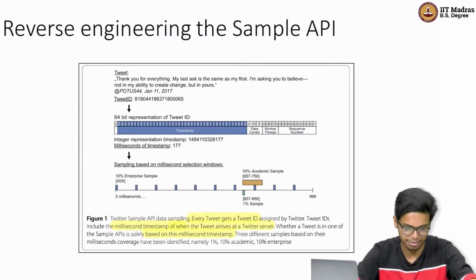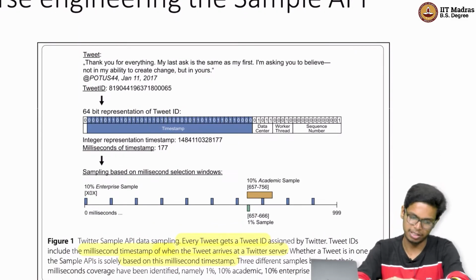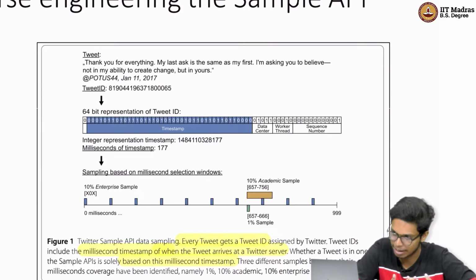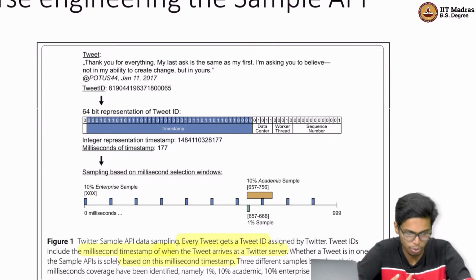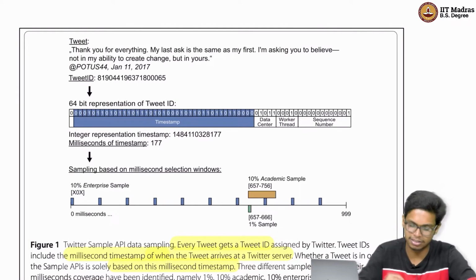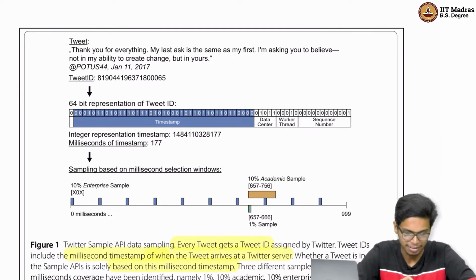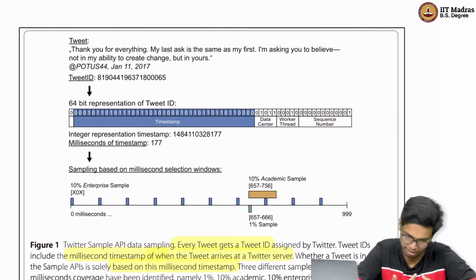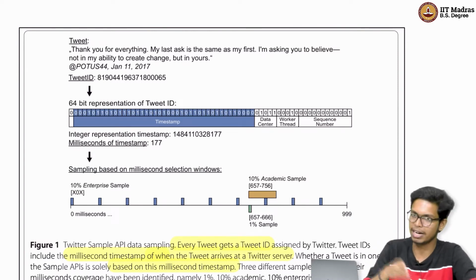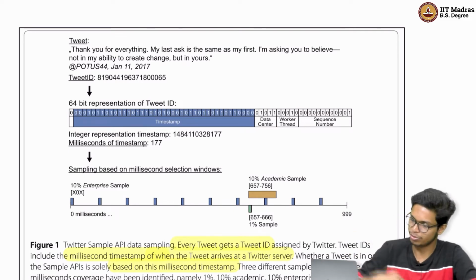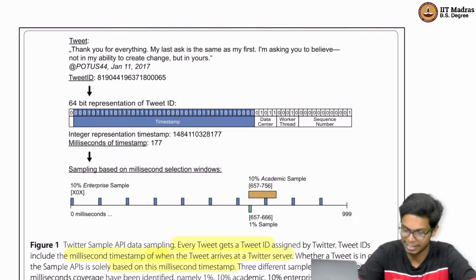So this is the most interesting part of this study, right? The authors were actually able to reverse engineer how a sample API works. So you do a tweet, Twitter automatically assigns the tweet ID to your tweet, right? Which can be represented into a 64-bit representation. Again, 64-bit is like a binary representation based on the numeric digits of your integer base 10 numeric representation.